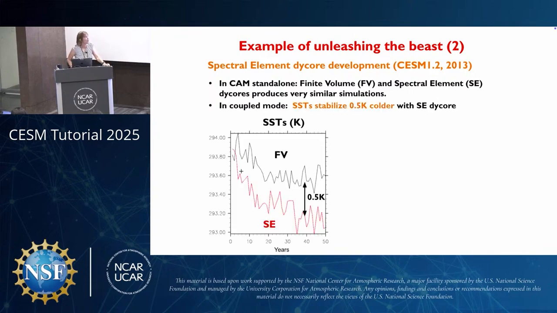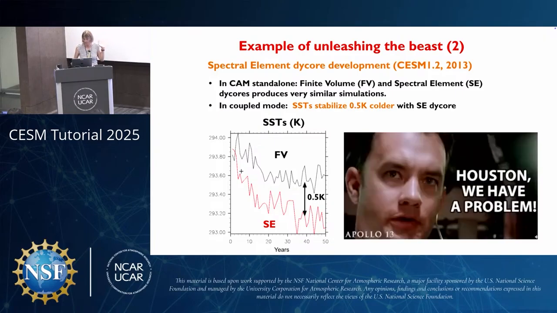But then when we started to couple, with the ocean underneath, the sea surface temperature stabilized, for the spectral element in red here, half a Kelvin colder than in finite volume. You always have a spin-up at the beginning of the simulation, but this was really too big, and it was a showstopper. We could not continue the development. So we had a big problem. We spent a lot of time trying to determine why we were seeing this.